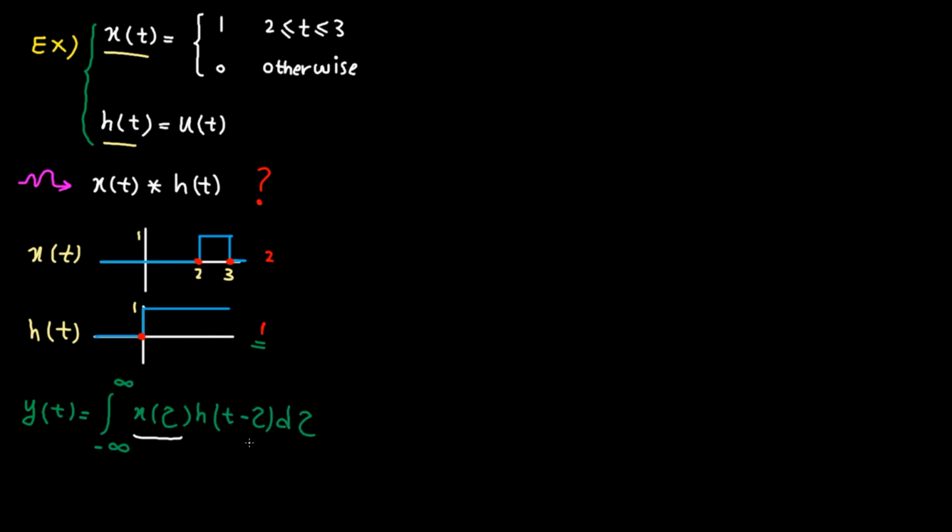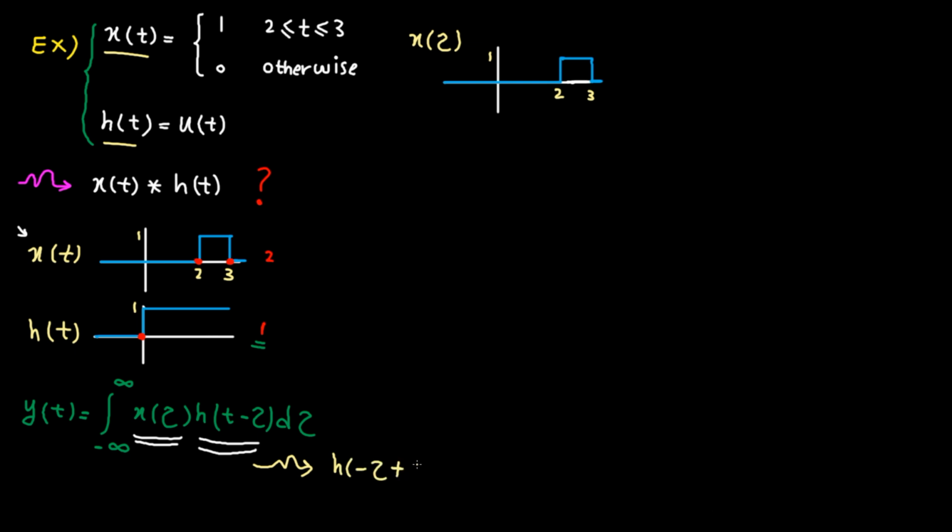Step number 2. I need to plot these functions. To plot x of tau, we just need to replace the variable t by tau. The shape is exactly the same. Now let's plot this function. You can rewrite this as h(-tau + t). The order doesn't really matter. You can write 1 plus 2 as 2 plus 1. The integral variable is tau. That's why I prefer to see tau at the beginning. It's less confusing for me to plot the signal when the variable comes first.